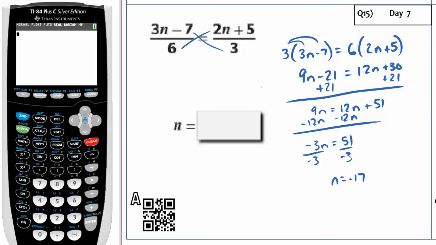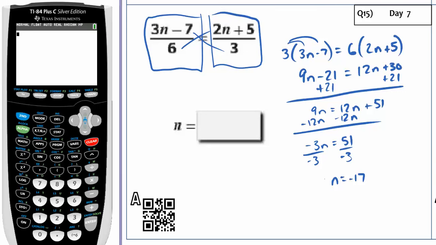So here's what I'm going to do to check. First, I'm going to put the first fraction into the calculator. I'm going to hit enter, and I'm going to get some sort of equivalence. Then I'm going to plug the second fraction into the calculator, hit enter, and both should be equivalent. To do that, I'm going to store negative 17 for x.